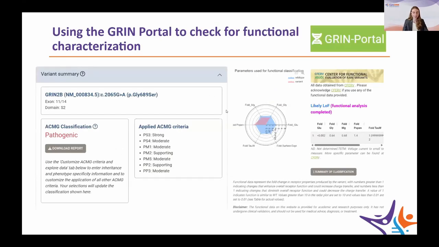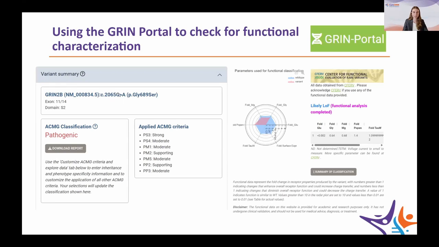For individuals with GRIN disorders, so variants in GRIN1, GRIN2A, GRIN2B, or GRIN2D, I just wanted to highlight this, that families can check the GRIN portal. This was developed by Drs. Lemke, Traynelis, Benke, and Lal. And so if you go to the GRIN portal and click on variant classification, select the gene, and then type in a particular variant, then you can see the functional information.